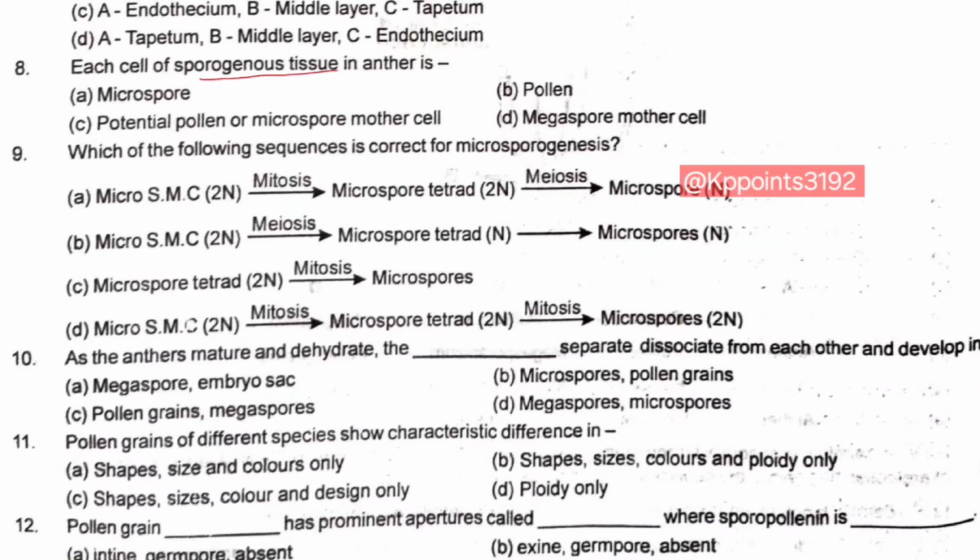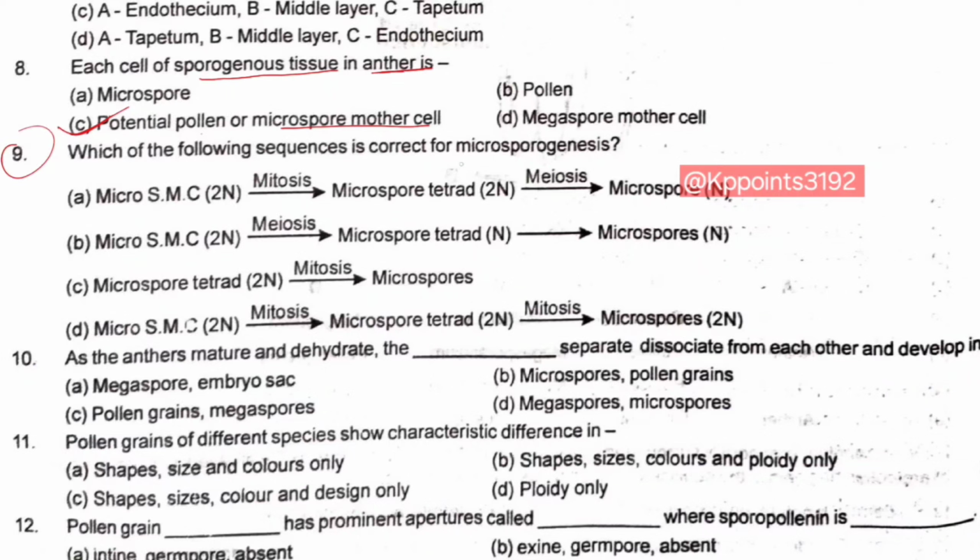Question number 8. Each cell of the sporogenous tissue in the anther is a potential pollen or microspore mother cell in future. Yes, this is the correct explanation, the more correct answer. Clear?